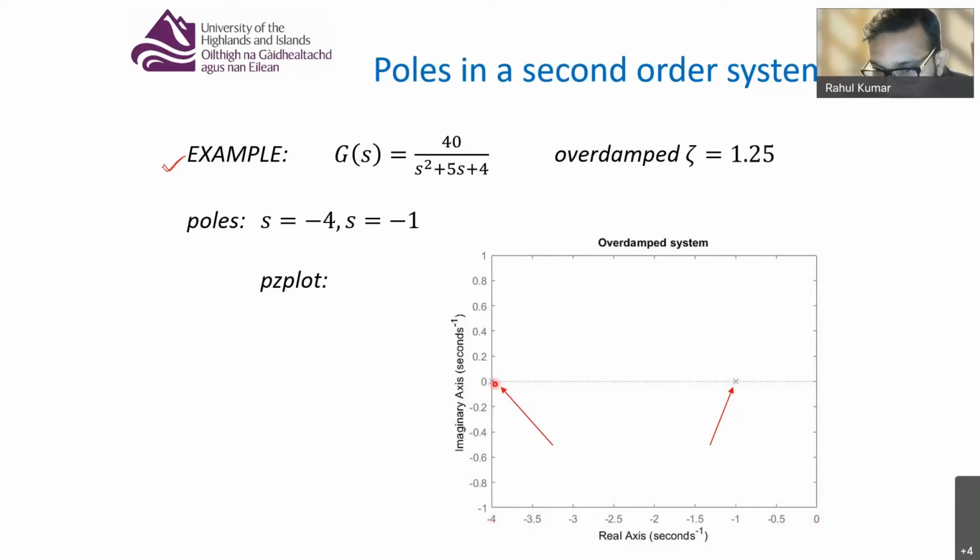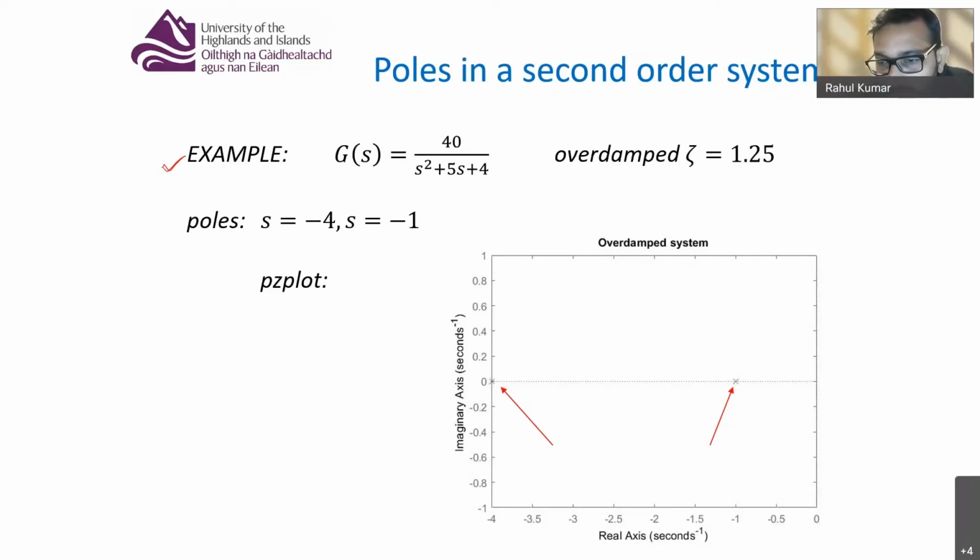So I have put a cross over here. 0 is over here, right? So I have put a cross at minus 4. The second pole is at minus 1, which is here. So I have put a cross at minus 1, right? So when the system is overdamped, my poles are wide apart, okay?